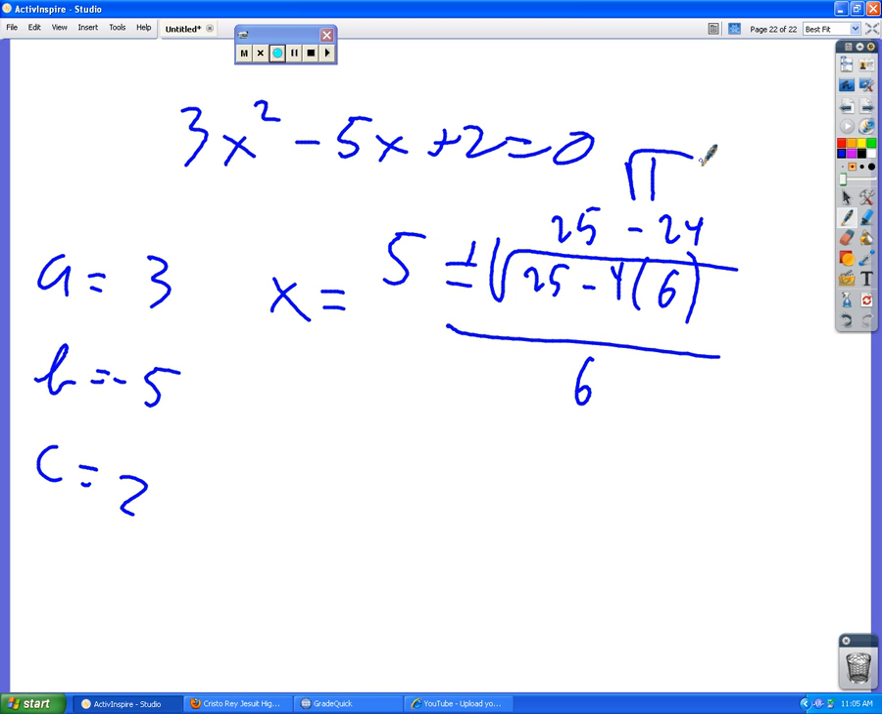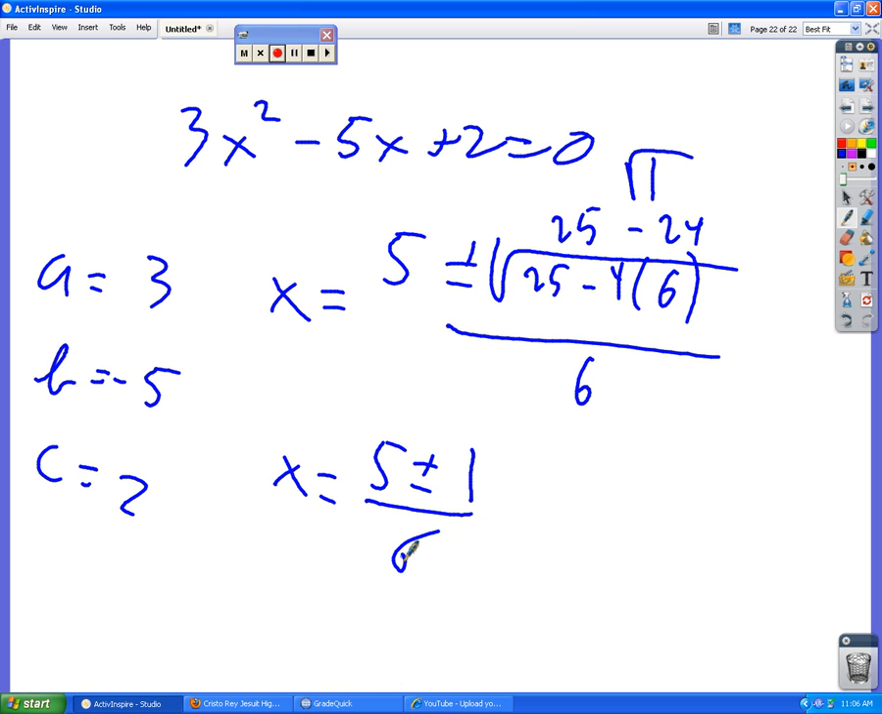So now I rewrite the problem. I'm not ready to actually write stuff down. What do I have? 5 plus and minus the square root of 1, 6 minus 1... not the square root of 1. What is the square root of 1, people? It's 1. You can take the square root of 1, it's 1. Right? So it's 1 all over 6.